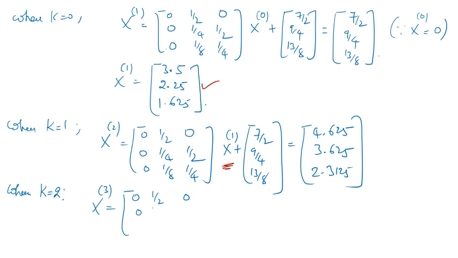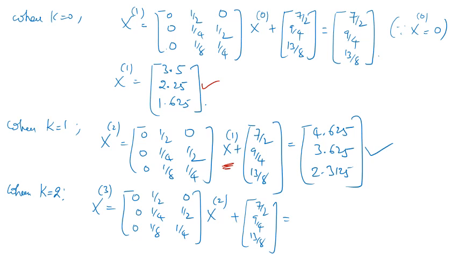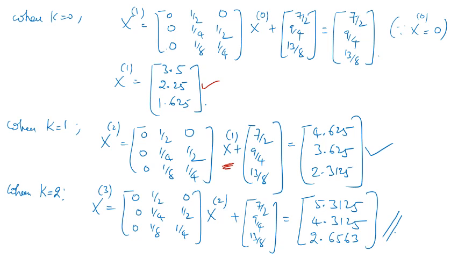Next, lastly, the third iteration, when k equals 2, that is x3 equals the same matrix [0, 1/2, 0; 0, 1/4, 1/2; 0, 1/8, 1/4] times x2. I know the x2 value, so substitute that, plus [7/2, 9/4, 13/8]. The solution is 5.3125, 4.3125 and 2.6563. This is the third iteration value. Okay, right?